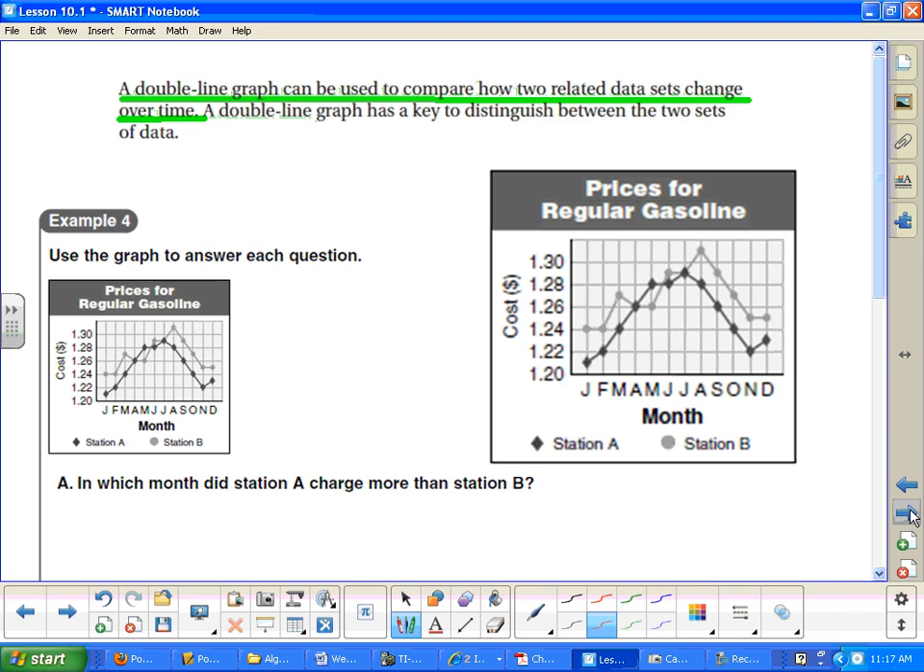The one thing you have to be careful of when you're dealing with a double bar graph or a double line graph is that you have to check the key. Make sure you're reading it correctly. So in this case, the darker lines that have diamonds are for station A, and the ones with the circles, which are the grayer ones, are for station B. So this is prices for regular gasoline.